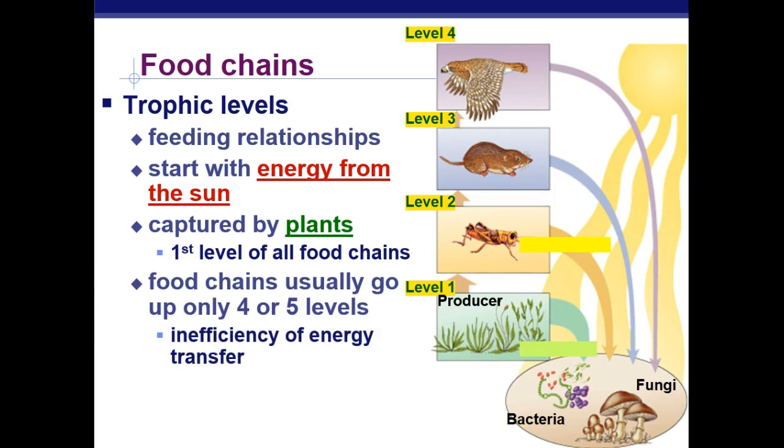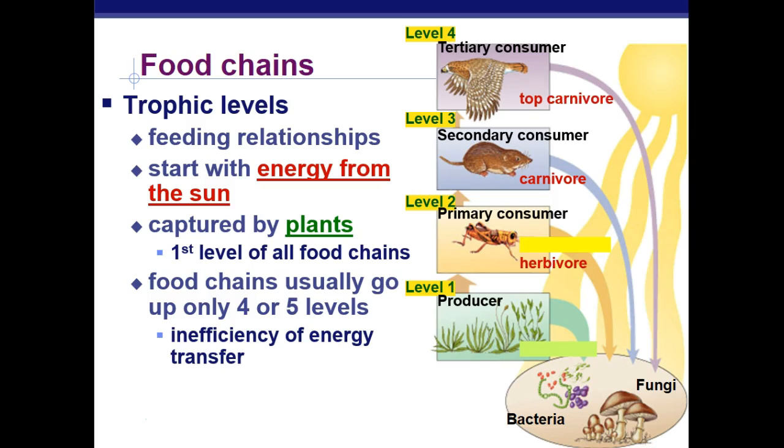Those producers then become food for consumers at level 2, who can be food for consumers at level 3, food for consumers at level 4, and on and on. On land, most food chains only go up to 4 or 5 levels because of this loss at every step. So producers get eaten by primary consumers, who get eaten by secondary consumers, who get eaten by tertiary consumers, and it could continue on from there.